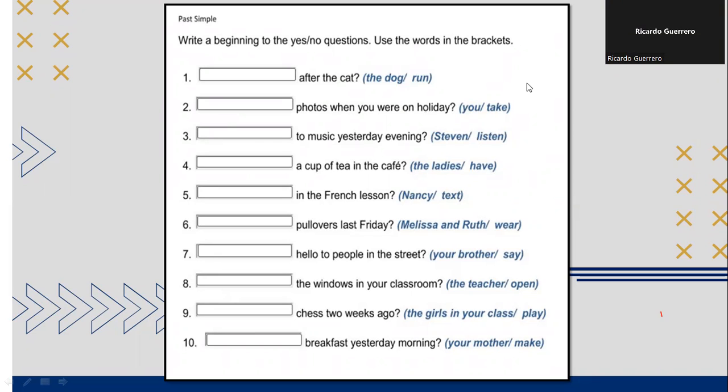Did you take photos when you were on holiday? Correct. ¿Cómo la contestaría? Yes, I took. Took. Yes, pasado, took. Yes, I took photos in the holiday. Very good. That is correct. Number three, please. Did Stephen listen to music yesterday evening? The answer is no, he didn't, because Stephen listened music in the morning. Very good. Thank you. That's correct. Number four, please.